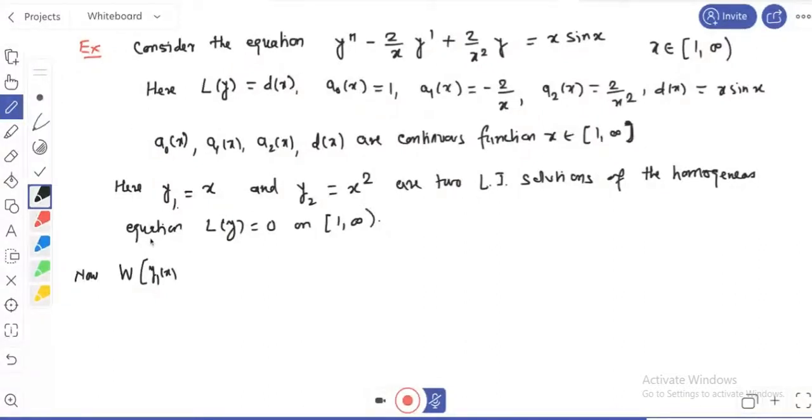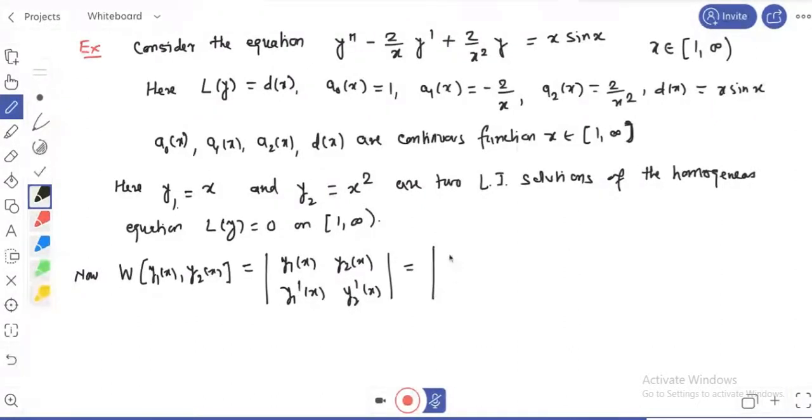So if y1 and y2 are the solutions, we have to calculate the determinant of y1(x), y2(x), y1 prime(x) and y2 prime(x). Here y1 is x, y2 is x square, and the differentiation of x is 1 and of x square is 2x. So this equals 2x square minus x square, which is simply x square. Okay, so we have to find the particular integral.